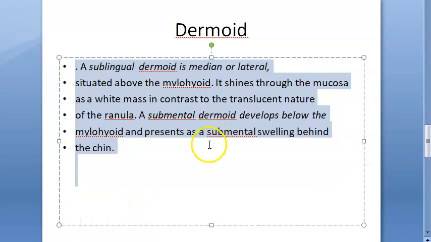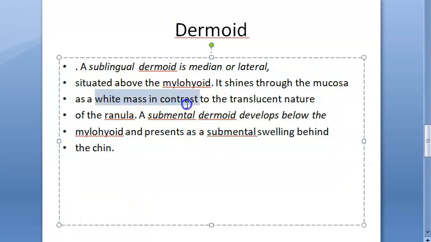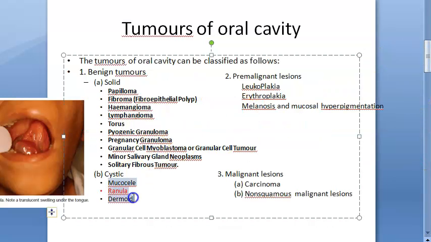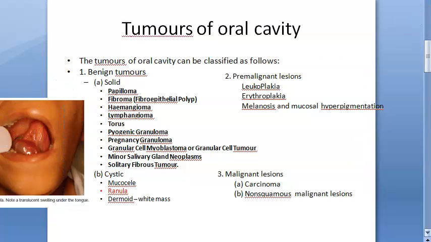Dermoid is a different thing. It will be a white mass, but whatever you have seen now, that ranula is a translucent one. So it's just a differential. If you see here, cystic, you have mucocele, ranula and dermoid. Ranula is translucent, dermoid will be a white mass, they are saying. Okay, that's it. White mass.